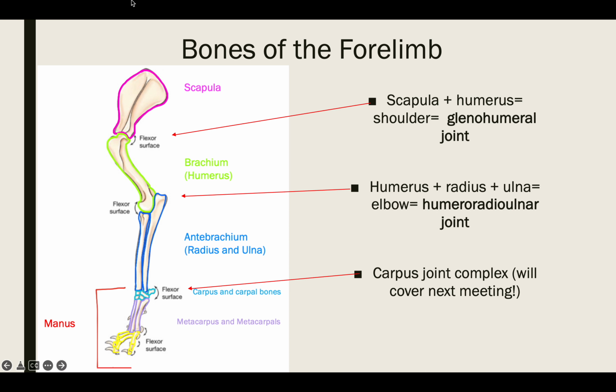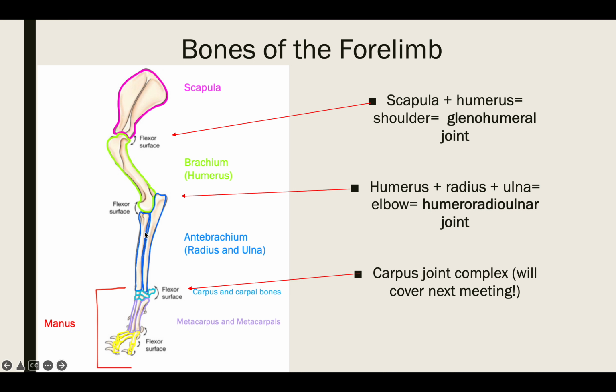All right, bones of the forelimb. So we're going to have our scapula up here, and then scapula is just scapula. We have our brachium, which is also known as the humerus. These are interchangeable. I think they refer to it as brachium most of the time, but both are acceptable. Then if you go distally, distal to the humerus, we have the antebrachium, which is going to be both the radius and the ulna together. So if they say antebrachium, we're talking about both of these right here.